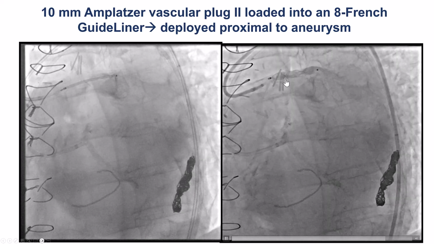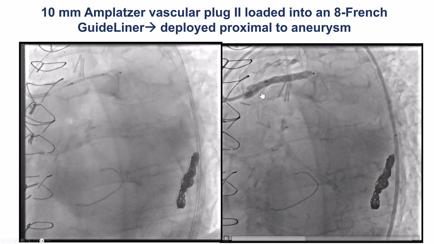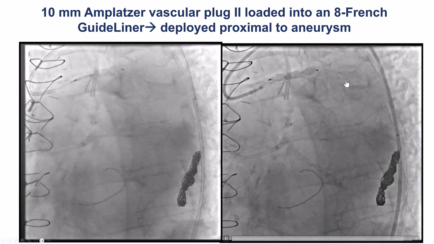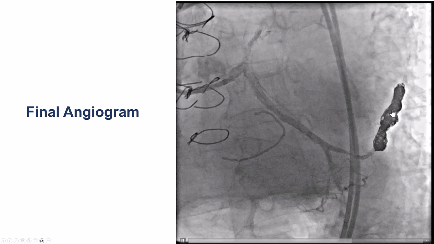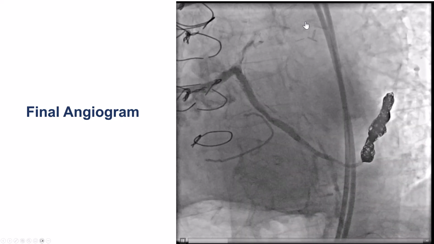case using an Amplatzer vascular plug that was deployed and has really decreased the flow into the aneurysm. And this is the final angiogram. Again, we had occlusion both distally as well as proximal to the saphenous vein graft.